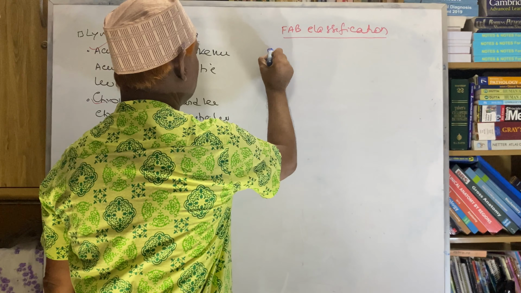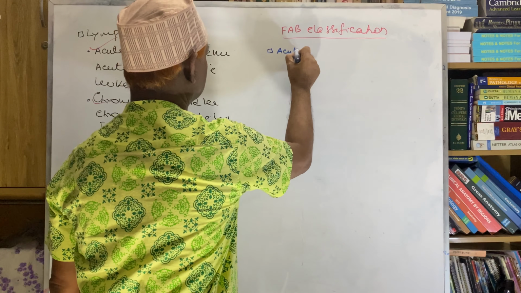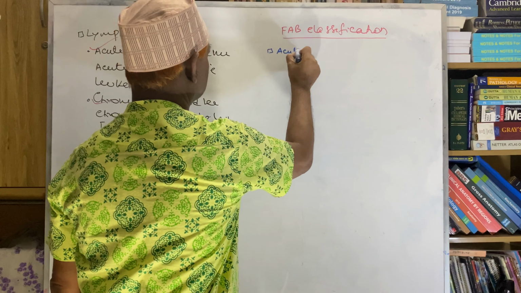It is broadly two types, acute myeloblastic leukemia and another is acute lymphoblastic leukemia. So broadly acute myeloblastic leukemia and acute lymphoblastic leukemia. Now come to acute myeloblastic leukemia.